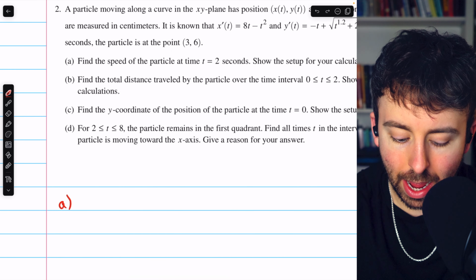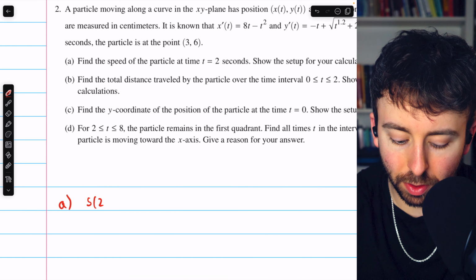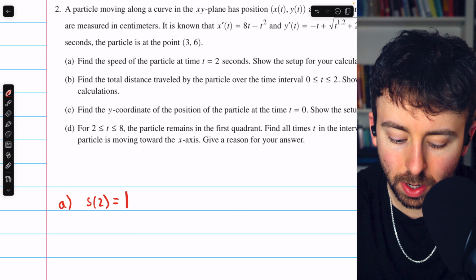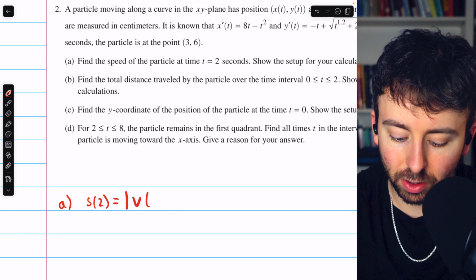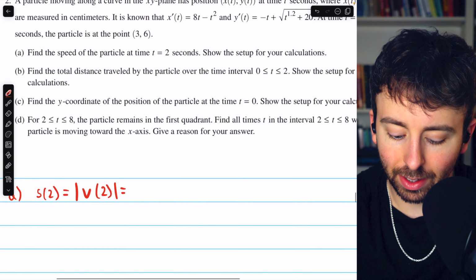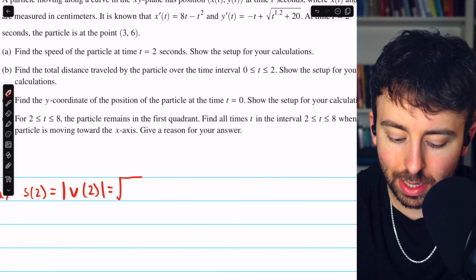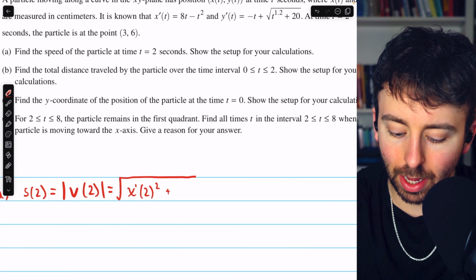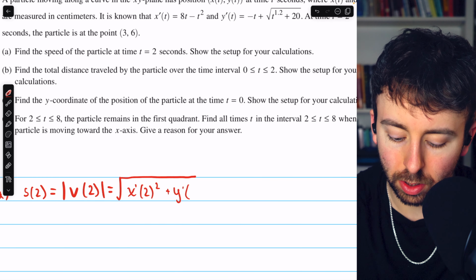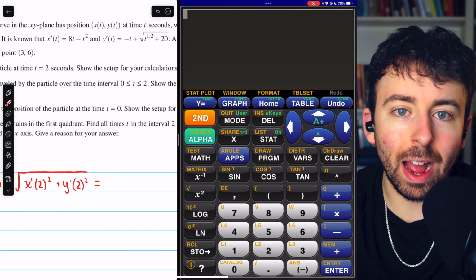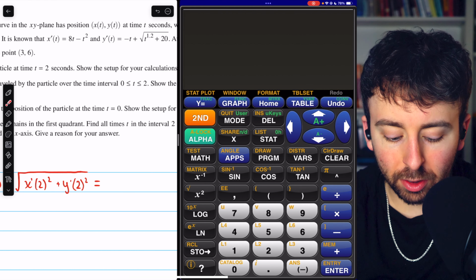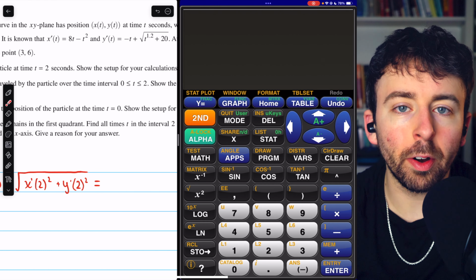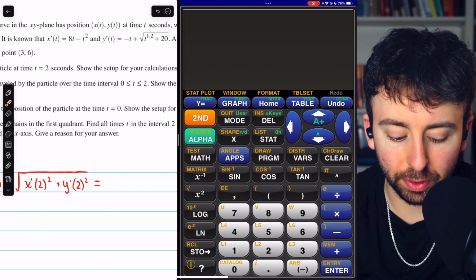So here for part A, we are looking for the speed of the particle at time t equals 2, and we know that this is the magnitude of the velocity at time t equals 2. The magnitude of the velocity is going to be the square root of x prime of 2 squared plus y prime of 2 squared. And let's consult the graphing calculator for this. I'll just do the inside of the square root first, and then we'll take the square root of the result.